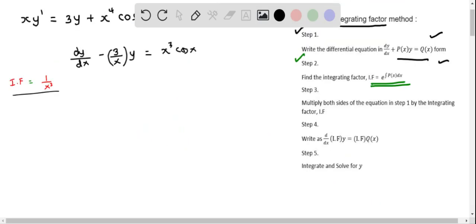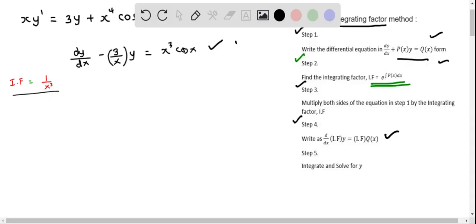Now let's do step 3 as well as step 4 combined. In step 3, we have to multiply both sides of the equation in step 1, that is the equation in this form, by the integrating factor, and we will also have to write this as d by dx of integrating factor times y equals integrating factor times q of x. So we will do step 3 first.